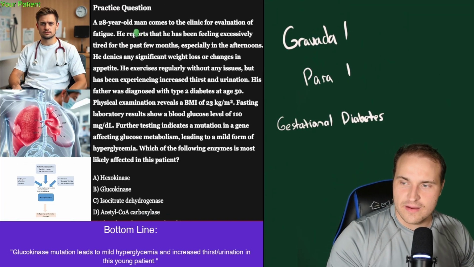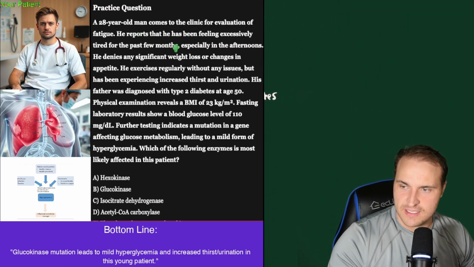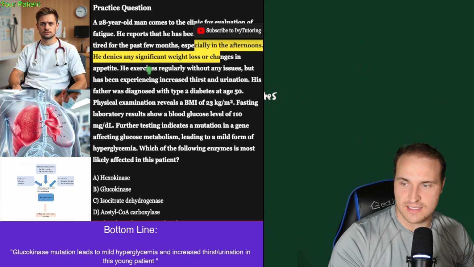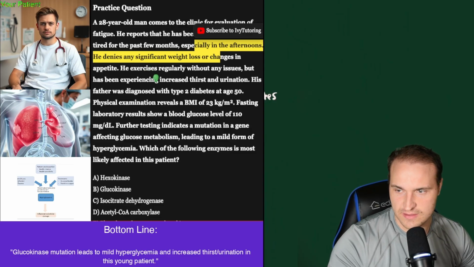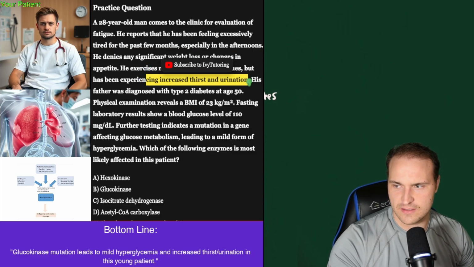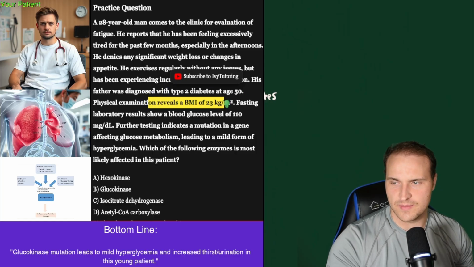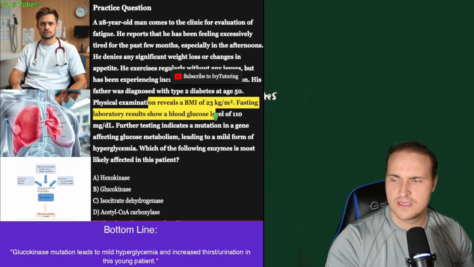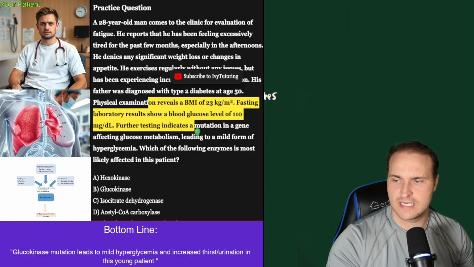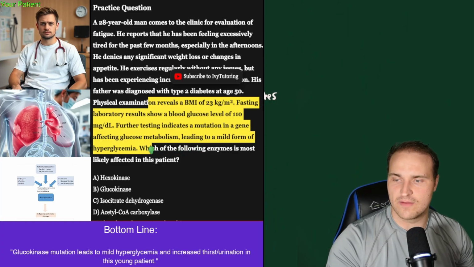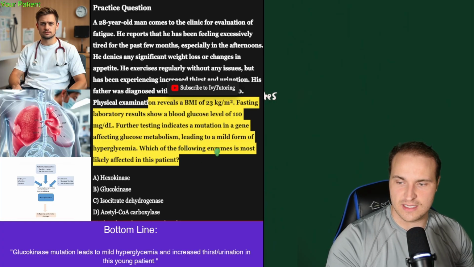In this question, we have a 28-year-old man who comes to the clinic for evaluation of fatigue. He reports that he's been feeling excessively tired, especially in the afternoons. He denies any significant weight loss and changes in appetite, and he exercises regularly without any issues. He's been experiencing increasing thirst and urination. Father was diagnosed with type 2 diabetes at age 50. Physical exam shows a BMI of 23, and fasting laboratory results show blood glucose level of 110. Further testing indicates a mutation in the gene affecting glucose metabolism, leading to mild form of hyperglycemia. Which of the following enzymes is most likely affected in this patient?